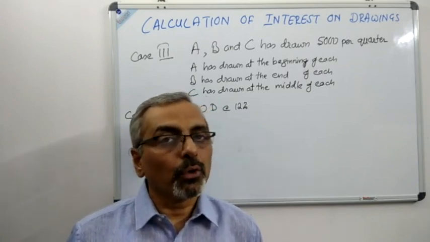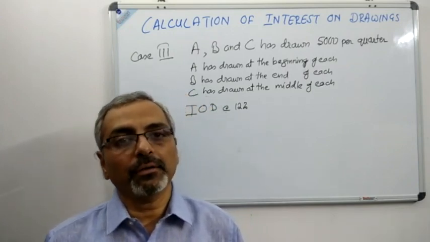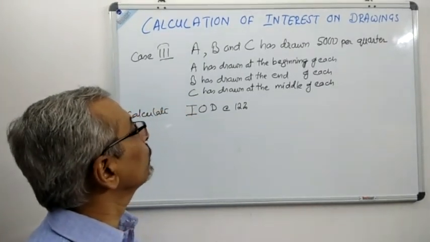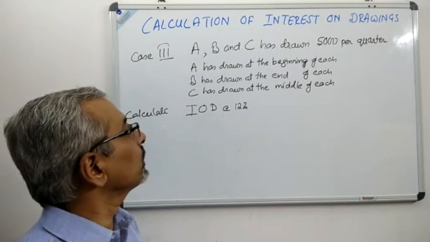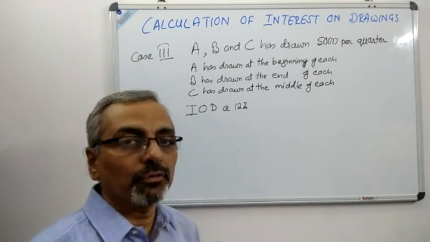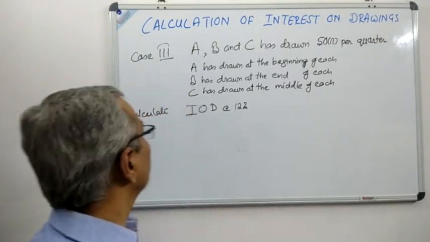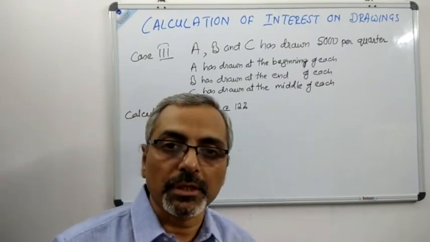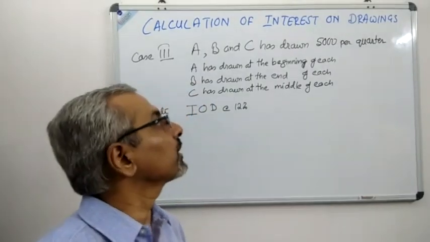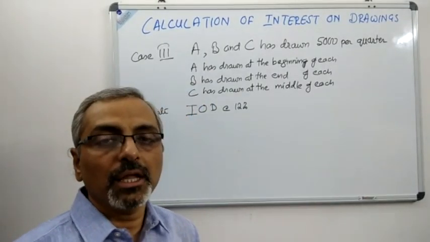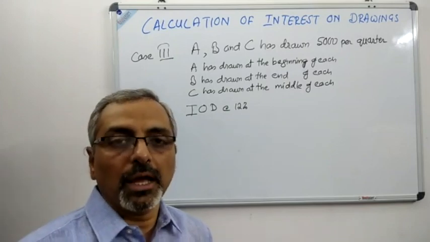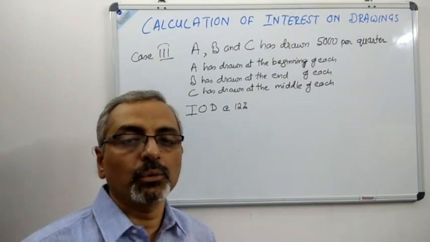But the drawing has been made in a different manner. You can see very carefully, A has drawn at the beginning of each quarter, B has drawn at the end of each quarter, and C has drawn at the middle of each quarter. And the question has said very clearly, calculate interest on drawing at 12%. Now, here we can see there are 3 partners, A, B and C, all of whom have drawn 5,000 rupees per quarter, and now we'll calculate how it is to be done.